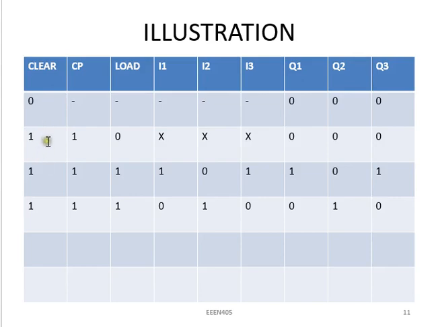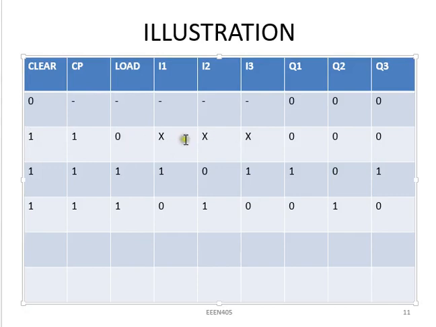But when clear is equal to 1 and load is equal to 0, whatever the values of your 3 inputs, the output should still remain zeros, because we have seen that whenever the load is equal to 0, my S is 0 and R is 0. Therefore the next output should be the same as the previous output, which is these 3 zeros. But in a situation where clear is 1 and load is 1, whatever my I is should determine what should happen.